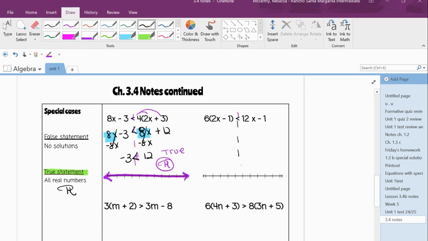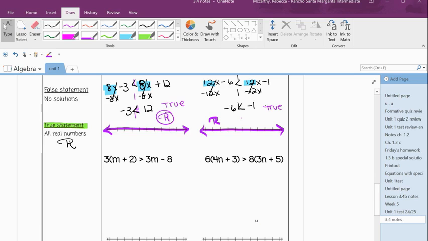Again, I'm going to simplify both sides before anything is moved around. So I have a 12x minus 6, and on this side I have 12x minus 1. Again, these are the same, so I know that they will go away. So I'm going to subtract just to confirm. Negative 6 is less than negative 1. This is also a true statement. So that means all real numbers is my solution, and I will write all real numbers. That's my symbol for that. If you want to write the words all real numbers, totally fine.